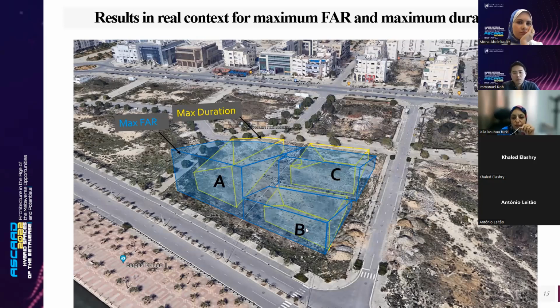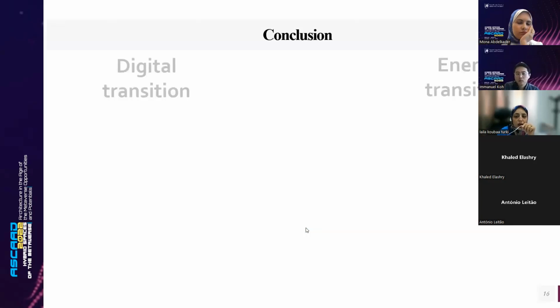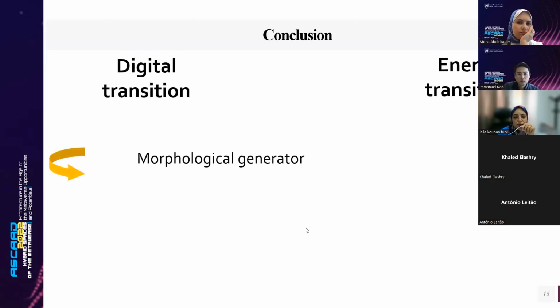The study of maximum FAR and the duration of solar access makes it possible to obtain the best solution for each plot, and the multi-objective approach will be necessary in this case. We have proposed a new model on two topical axes. The first axis is the digital transition.